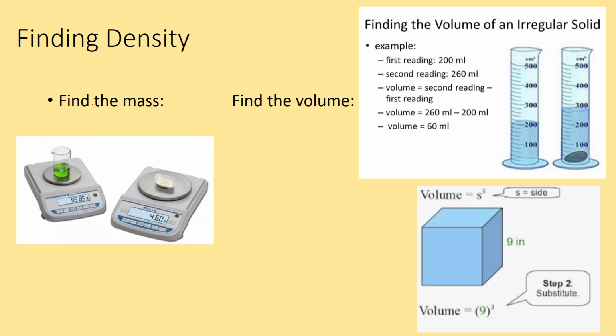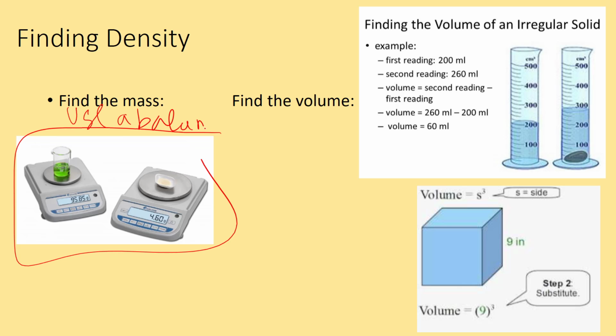So how are we going to find density? We're going to find the mass of a substance using a balance. Then we're going to find the volume of the substance. If the substance has a regular shape, we can measure the side, and then volume equals side times side times side. In this one, I'm going to change it to centimeters, so 9 centimeters times 9 times 9 would give us the volume of this cube.